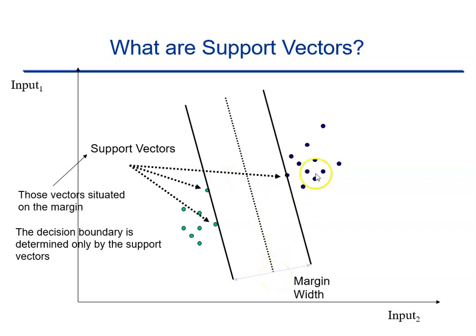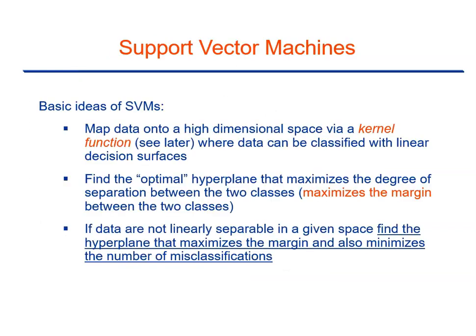But what happens if the two classes cannot be linearly separated? So let's say we have some green examples on this part of the hyperplane and some blue examples on this part of the hyperplane, but not that many. We can use what is called soft support vector machine, and we find the hyperplane that maximizes the margin and also minimizes the number of misclassifications. So we allow some misclassifications if we don't have too many. We'll talk about this approach later in the soft support vector machine.